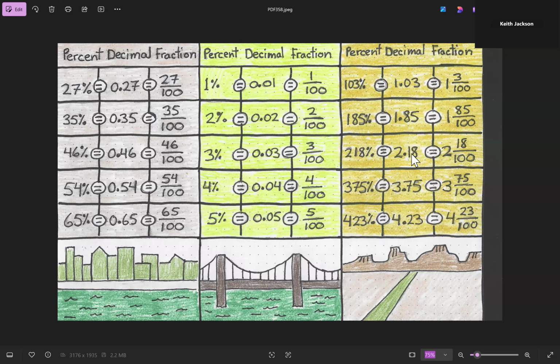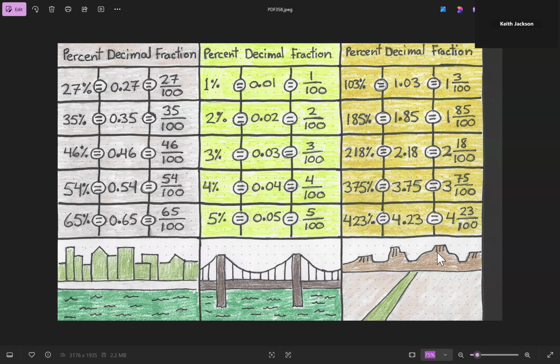All right, and just think of it as $2.18. And when we think of 375%, just think of it as $3.75 or 3.75 or 3 and 75 hundredths. And let's go back to our 423%. And we know that it is 4.23. And again, it is the same as saying 4 and 23 hundredths.